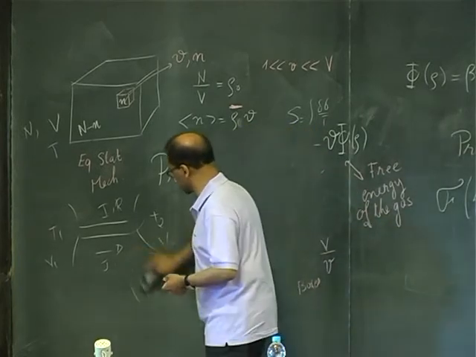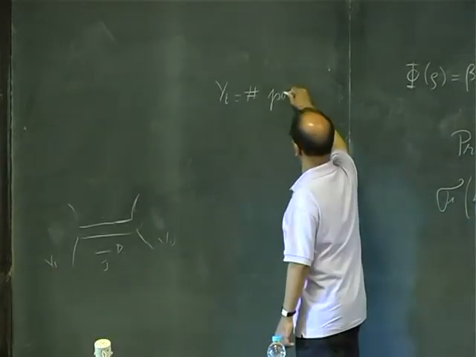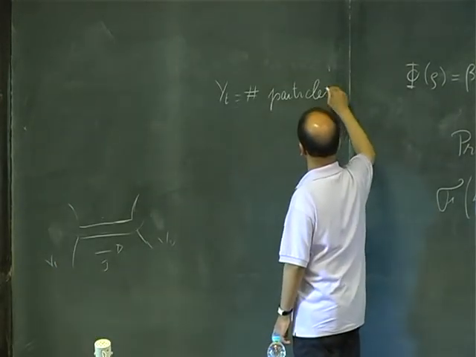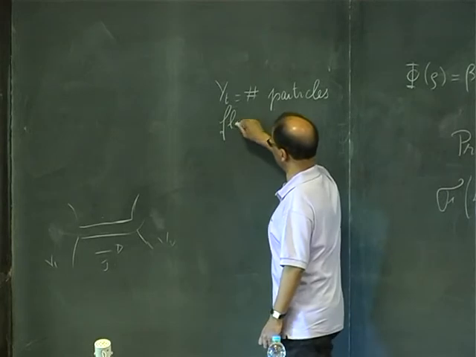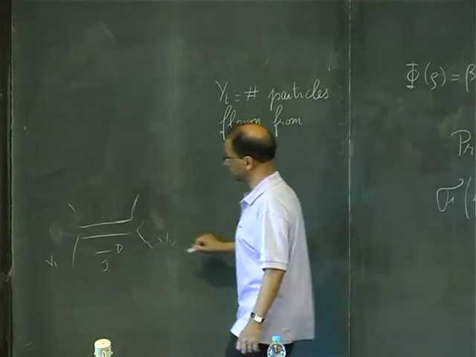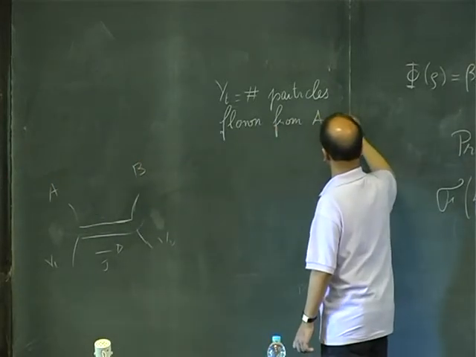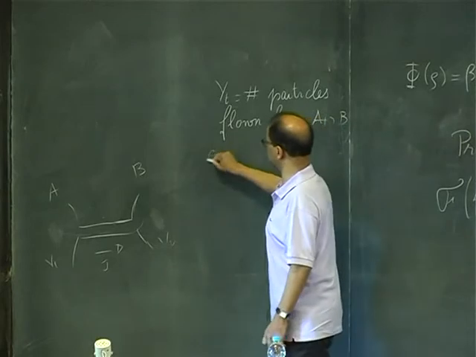So coming back to this pipe model, precisely, that have flown, having flown from left to right, from A to B, during time T.